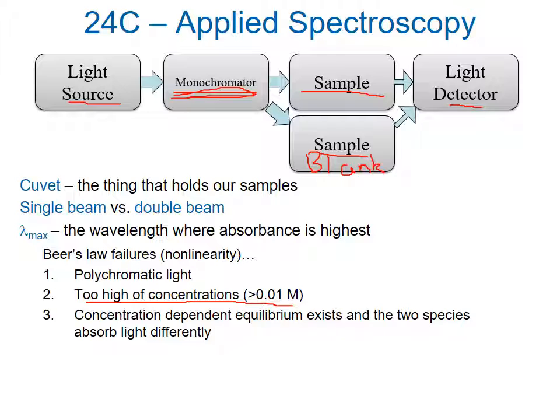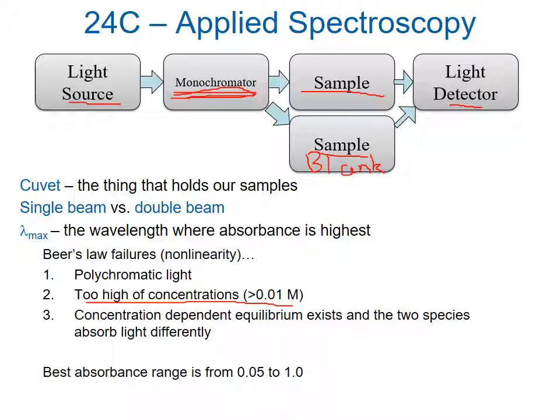We'll also have problems with linearity if a concentration-dependent equilibrium exists and two species absorb light differently. So that's like if we have an acid and a base that are equilibrating, the protonated species absorbs one wavelength of light, the deprotonated absorbs differently. That's true of a lot of our indicators for acids and bases, and so that's a pretty common problem.